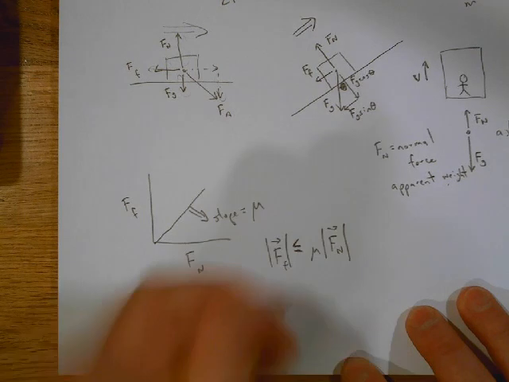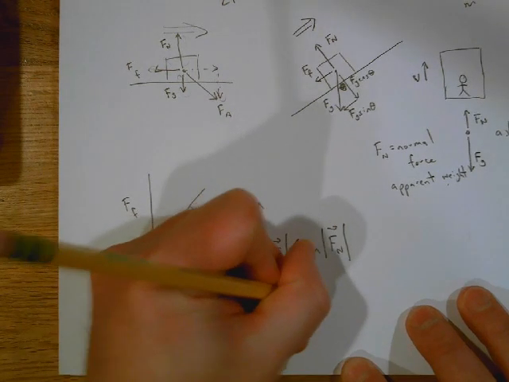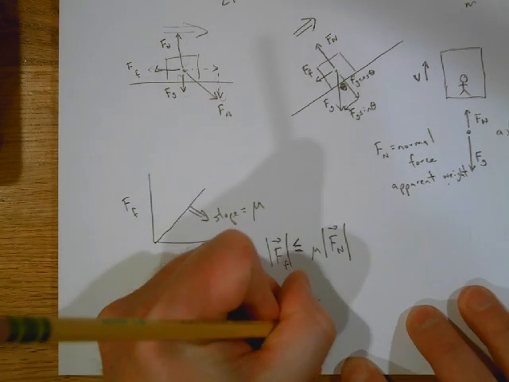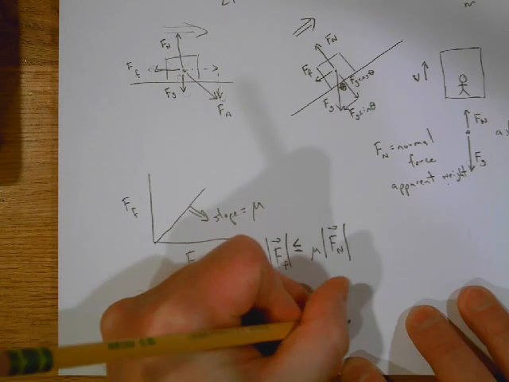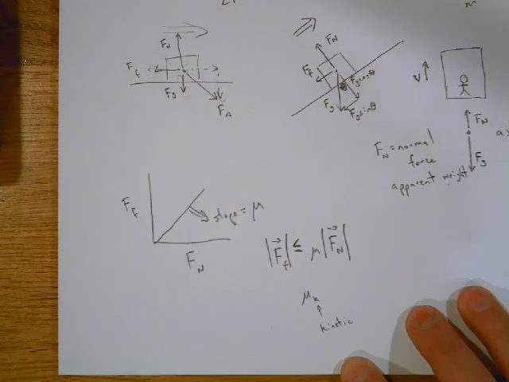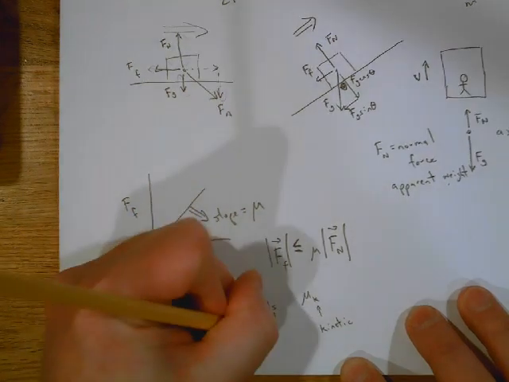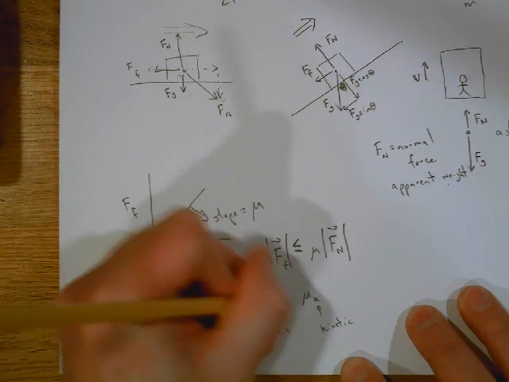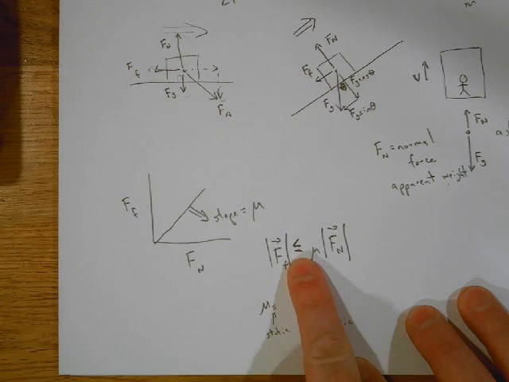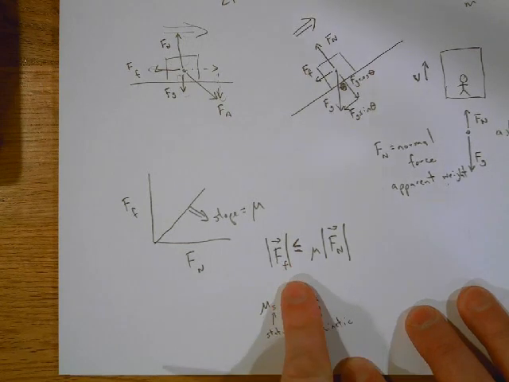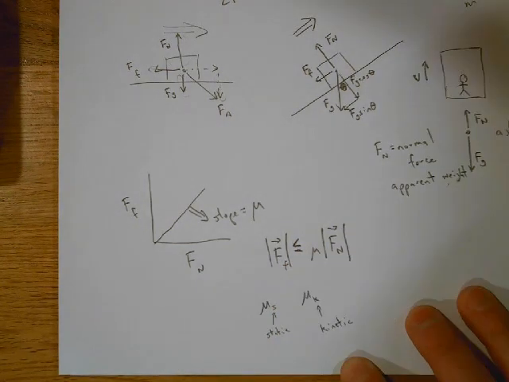Second, the reason that there's less than or equal to: if it is mu k, which is kinetic, then it's equal to. Why? Because that's how big the friction is. If it is mu s, which stands for static, okay, that's where it could be less than or equal to.